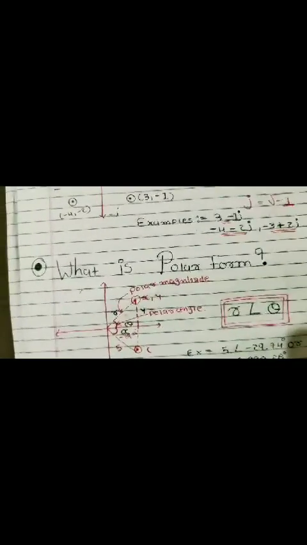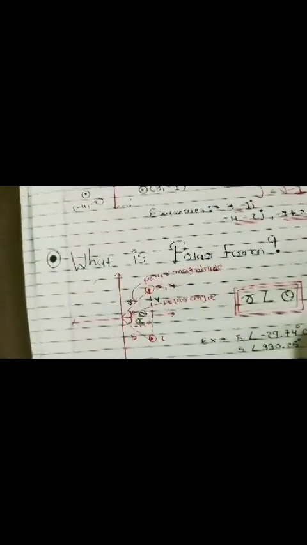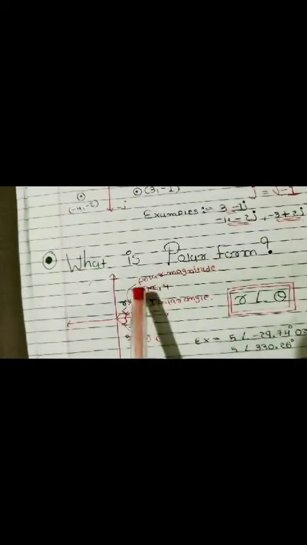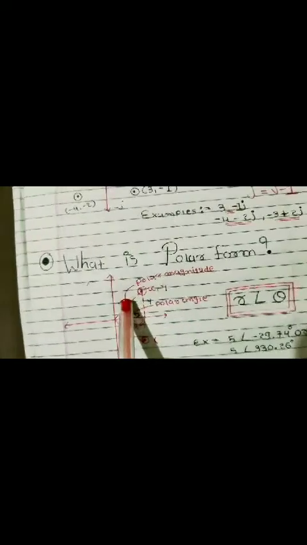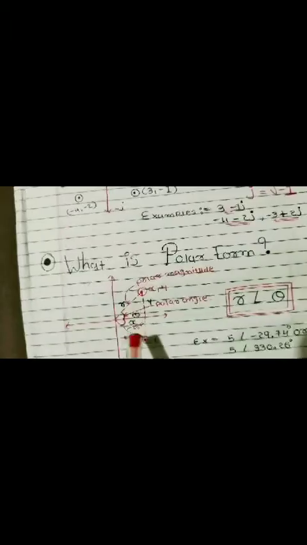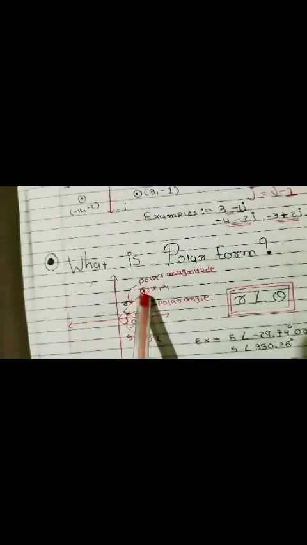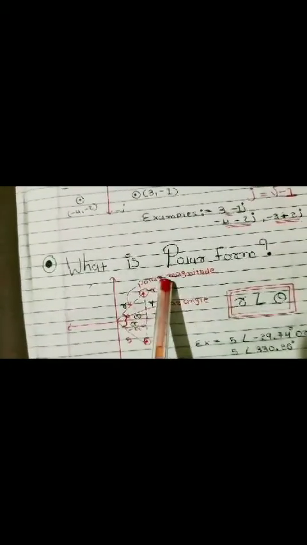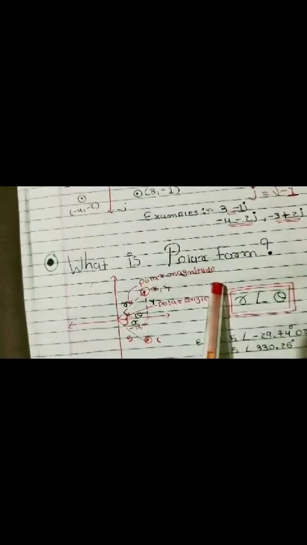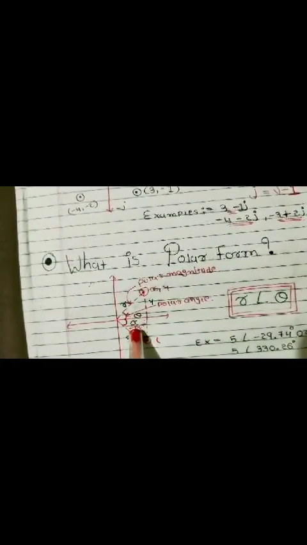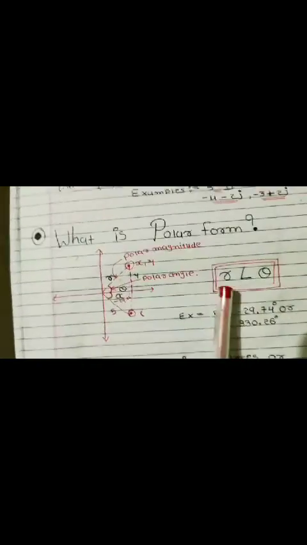So now, what is a polar form? In a polar form, we consider a polar magnitude and a polar angle. The polar angle is the angle between r, the polar magnitude, and the x axis. So we have one angle theta, and we consider the polar magnitude, where r is equal to the root of x square plus y square.